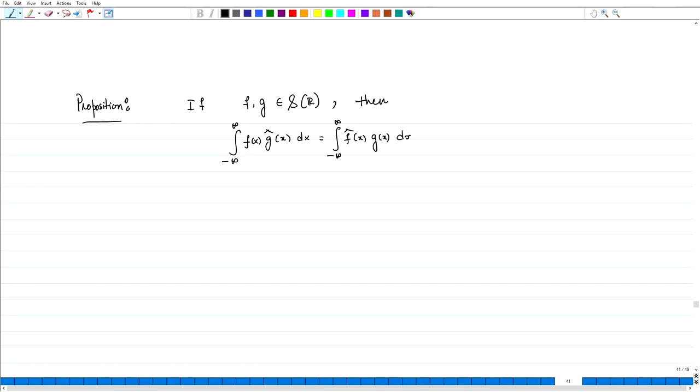So, before that let us make an observation. If both f and g are in the Schwarz space, then the integral from minus infinity to infinity of f of x g hat of x dx. Remember, if f is in the Schwarz space, f hat is also in the Schwarz space, and so this integral is well defined. equals the integral from minus infinity to infinity of f hat at x g of x dx.